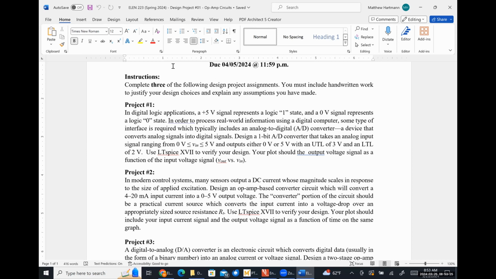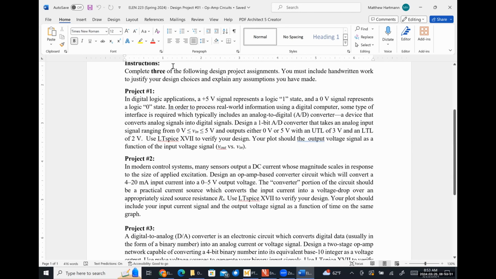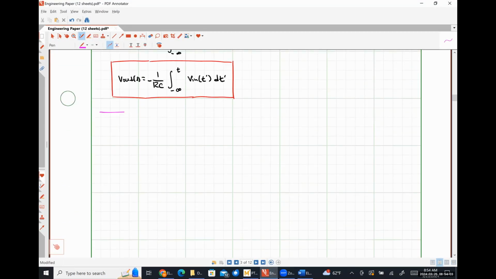Okay. So let's talk about this guy really quickly. This is probably one of my favorite design projects that I've given, and which you guys are usually kind of terrible at. So I'm going to give you some strong hints. Our ultimate goal here is to convert that 4 to 20 milliamp input signal into a 0 to 5 volt output signal. So we're going to use a practical current source in order to convert current into a voltage. Let me explain exactly what I mean by that. Let's do this down here.